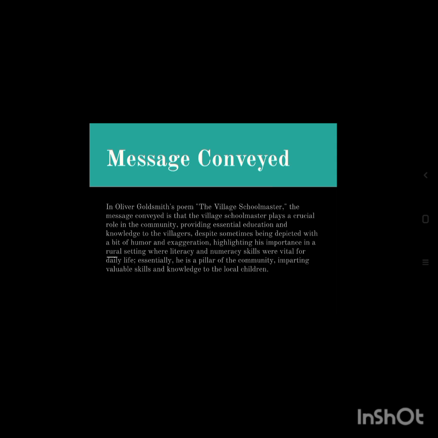In the poem, you will also get to know that the schoolmaster was wise enough that he could measure the land and whatever the tides presage. That is, he could predict the tides in the sea. So how wise he was. That is the skills he owned. He is the pillar of the community. That is, the whole burden of the community rests upon his shoulder. He is such a wise man, imparting valuable skills and knowledge to the local children.